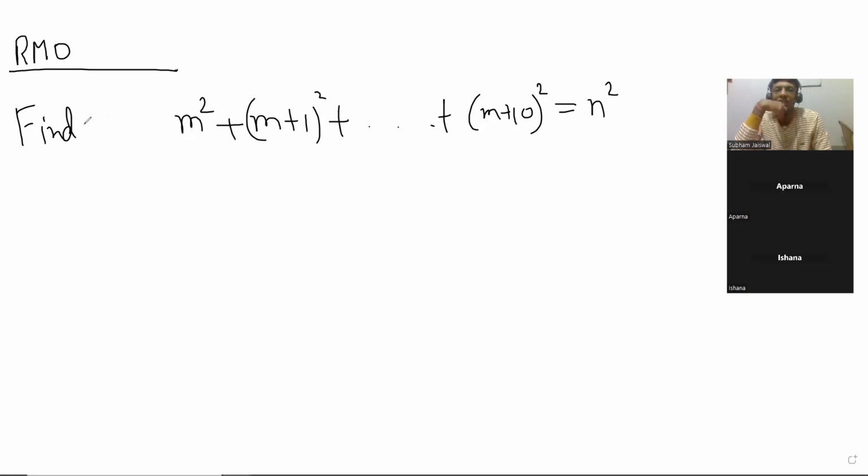Okay, let's try this. Is this RMO, or what year? This was this year's IOQM paper. Oh, okay, IOQM 2022. All right, then we know these questions. I don't know this one. So find the smallest m so that this is a perfect square.